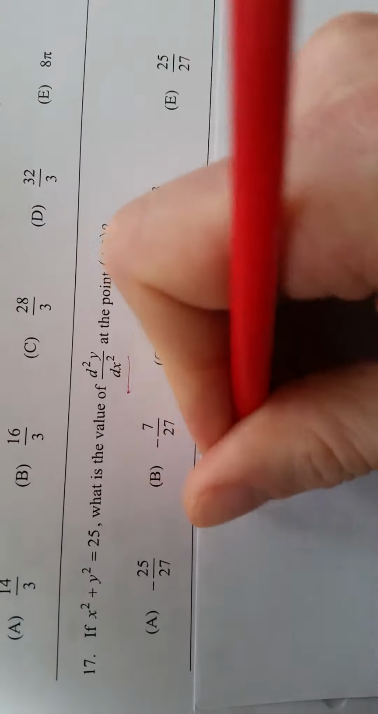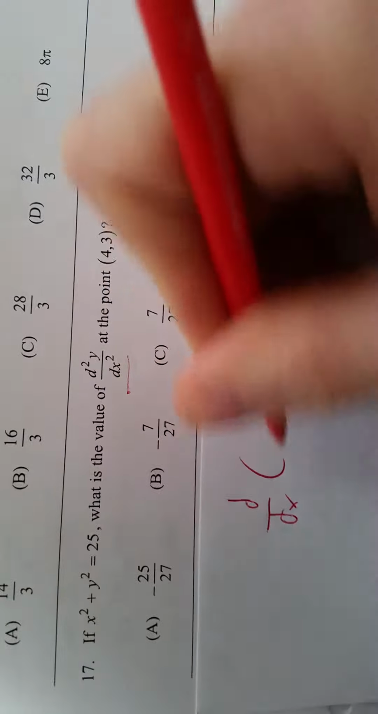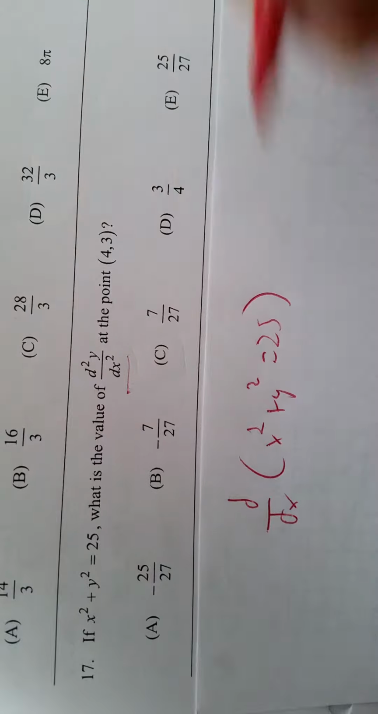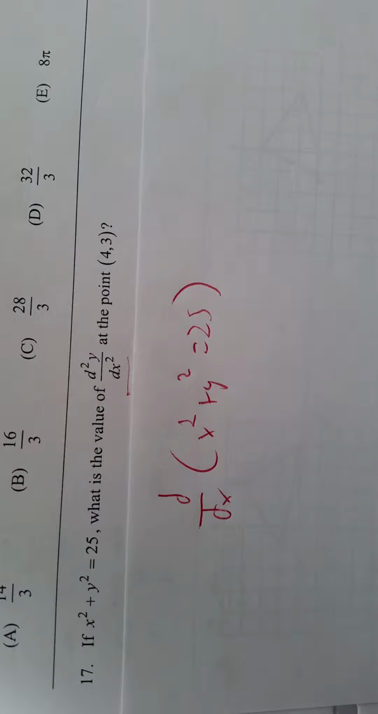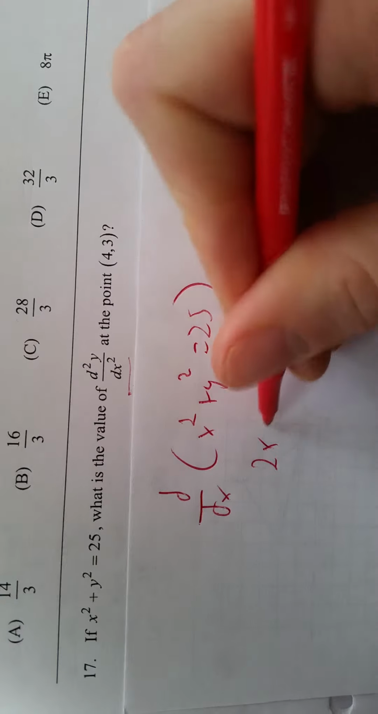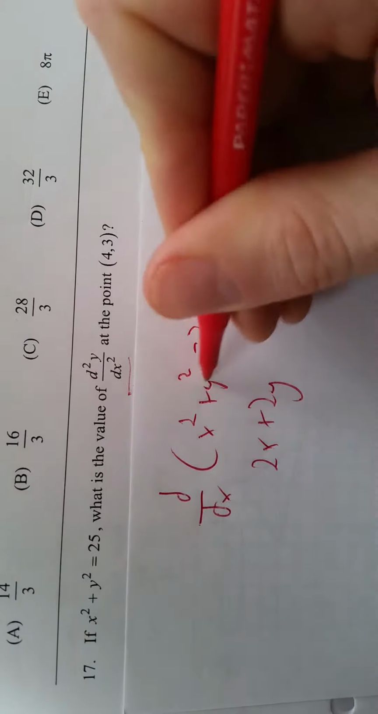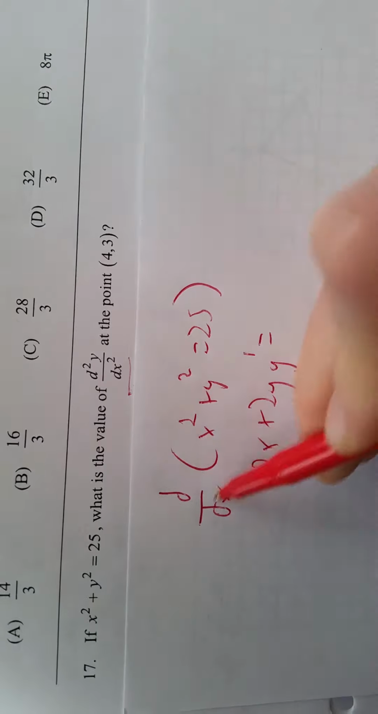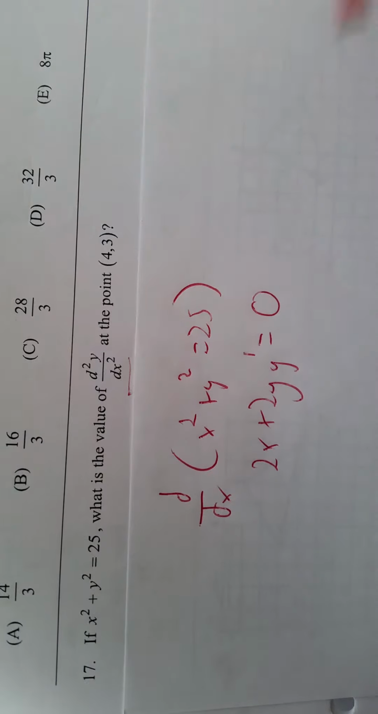So here's what I'm going to do. I'm going to d/dx this whole thing. This will remind you about implicit differentiation. Okay, so let's see what happens. So the derivative of x squared is 2x. The variables match, so no big deal. Okay, plus 2y. Variables do not match. So I'm going to put a y prime. Equals, don't forget to do this, the derivative of 25 is 0, so that's that.